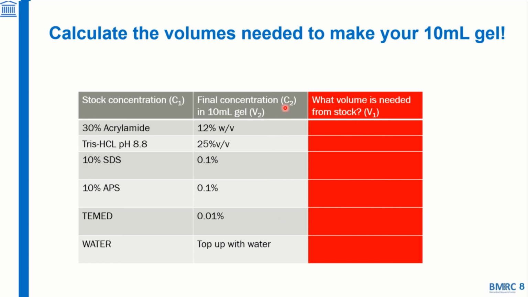The final concentration is the one in the middle: 12% weight by volume of acrylamide from a stock of 30% acrylamide, 25% Tris from a stock that is 100%, and 10% SDS is the stock. You need to make 0.1% SDS as final concentration. And so on. Make this volume appear on the red table. Good luck in the materials and methods.